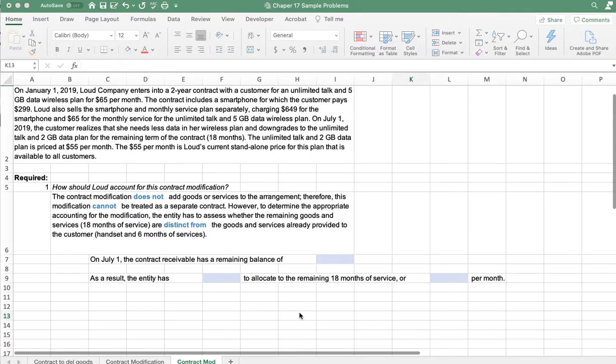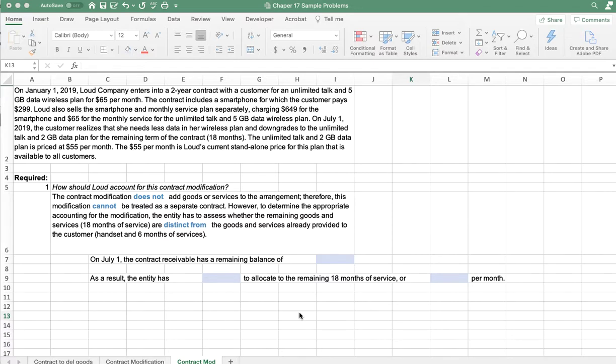Contract modification. On January 1st, 2019, Loud Company enters into a 2-year contract with a customer for an unlimited talk and 5 gig data wireless plan for $65 per month. The contract includes a smartphone for which the customer pays $299. Loud also sells the smartphone and monthly service plans separately, charging $649 for the smartphone and $65 for the monthly service for the unlimited talk and 5G data wireless plan.